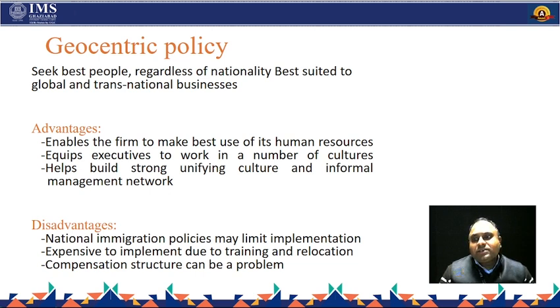Certain disadvantages are that national immigration policies may limit implementation, and it is expensive to implement due to training and relocation. Compensation structure can be a problem. You can see this happening in America as the government changes. There are any number of immigration and visa related issues coming. There are training and relocation costs and expenses. All of these need to be taken care of. It requires broader understanding and perspective, and both the host and domestic country, as well as the parent and host company, need to understand those aspects.